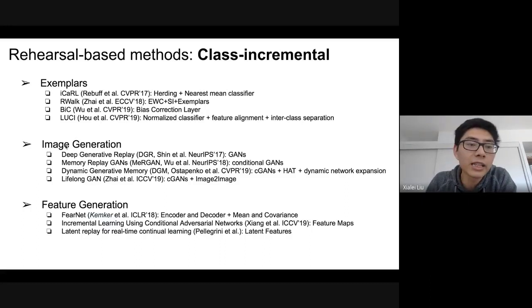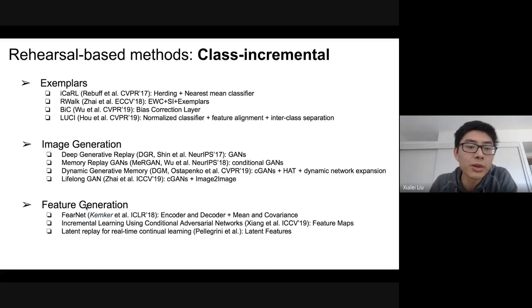In the second category, image generation-based methods, I think deep generative replay was the first to propose using GANs to help with continual learning. Then in the next year, in our group, we proposed memory replay GANs. We use conditional GANs instead of normal GANs, and we see some advantages using these conditional GANs. Later on, there were some follow-ups, which I list here.